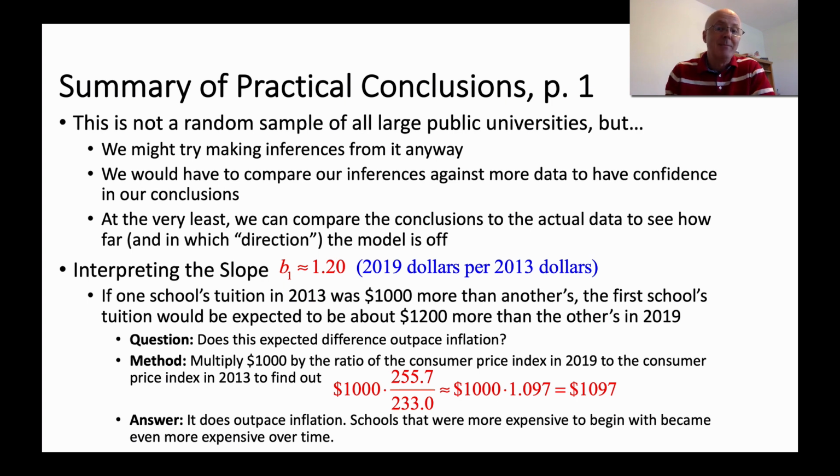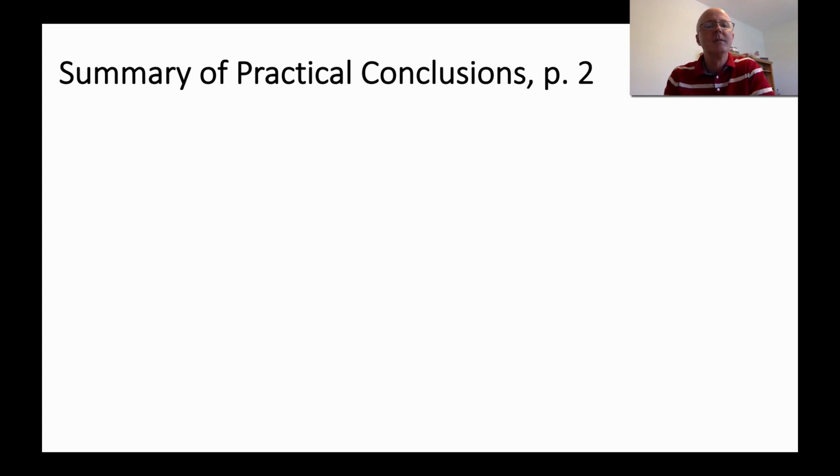So that, you might say, sounds like bad news, and in a sense it is. But it's good information to know. That's a practical conclusion that we can make from this model, though again, it's not a true random sample. We'd want to compare it against the wider population to be more confident in this conclusion, or else have a true random sample. Second page of summary of practical conclusions.